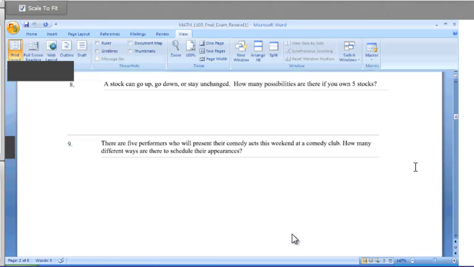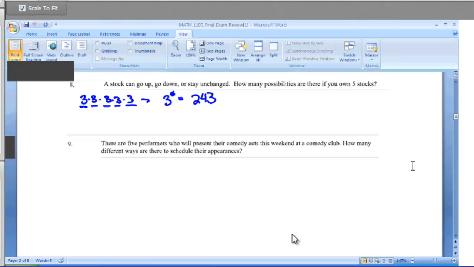All right, for number 8, a stock can go up, down, or stay unchanged. How many possibilities are there if you own 5 stocks? Well, each stock has 3 options. So this one's short, so I'm going to actually draw it out. 1, 2, 3, 4, 5. So this represents our 5 stocks, and there's 3 options for each one. So we're multiplying all those, or it's the number of options you have to the power of how many stocks there are. So 3 to the 5th power, which is 243.